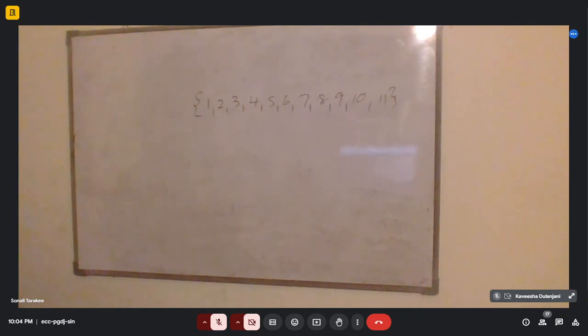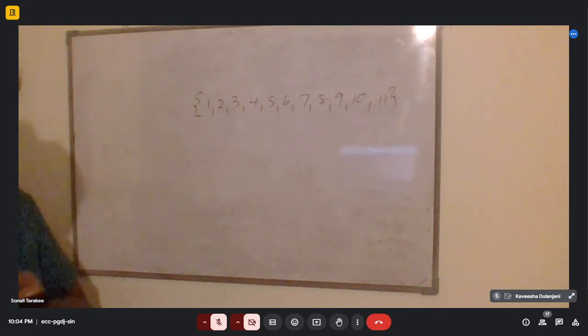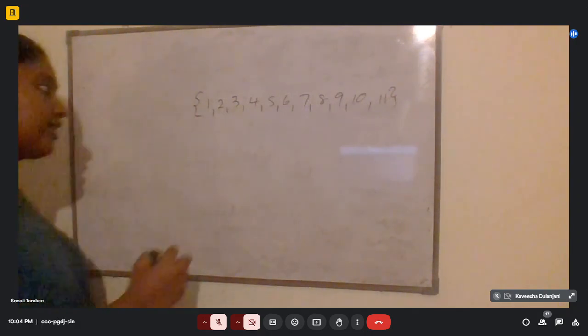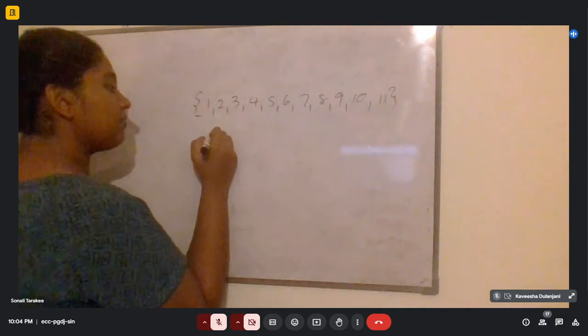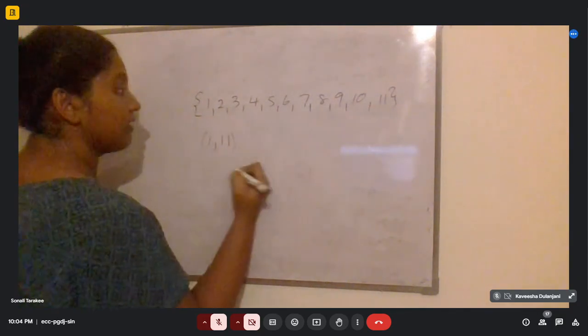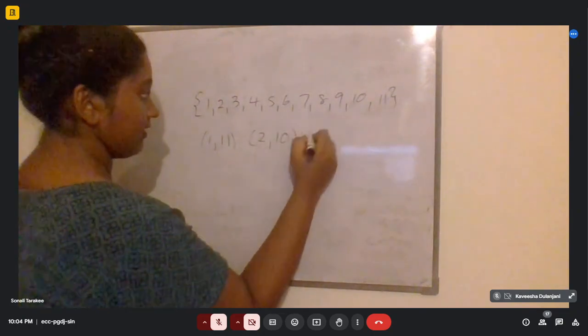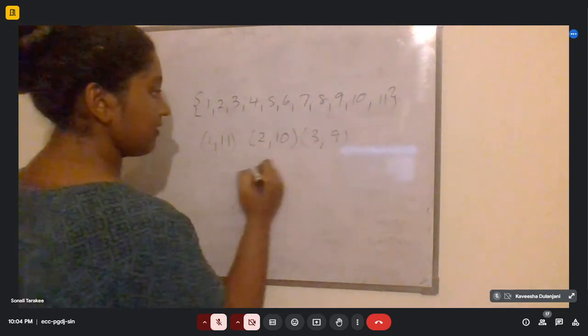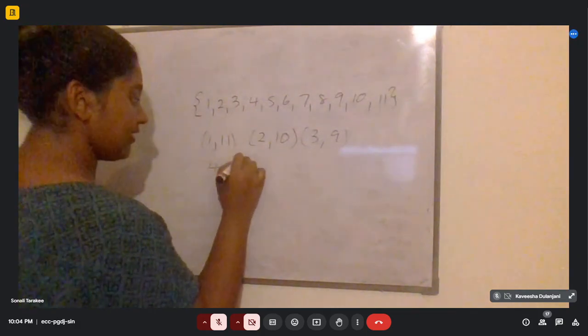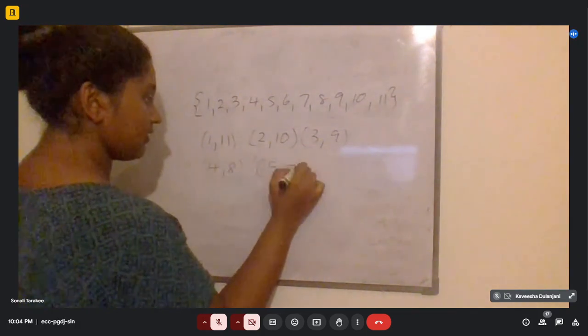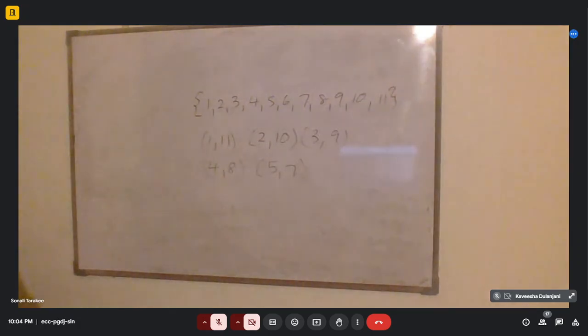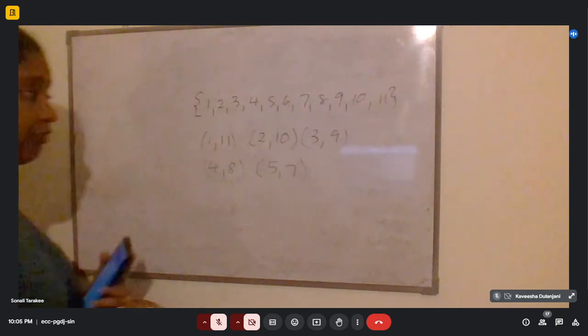Then they are asking for a pair that adds up to 12. So the number 12 can be made with several pairs: 1 and 11, then you can take 2 and 10, 3 and 9, then 4 and 8, 5 and 7. So these are the pairs. So there are 5 pairs here.